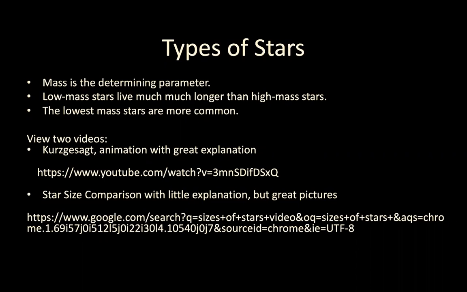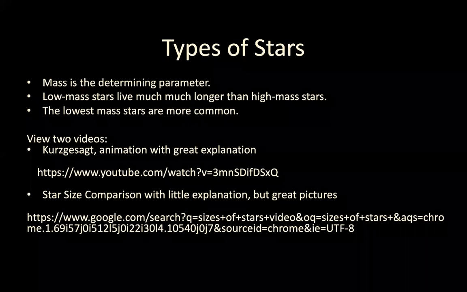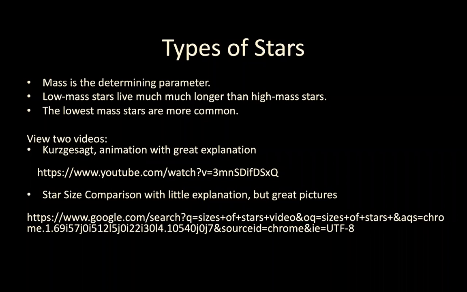Second, low mass stars live much longer than high mass stars. The smallest stars will last for trillions of years, which is far longer than the age of the universe so far, while the big ones will last only millions. Notice that first one was trillions with a T, and this is only millions with an M. Comparatively, that's just the blink of an eye.